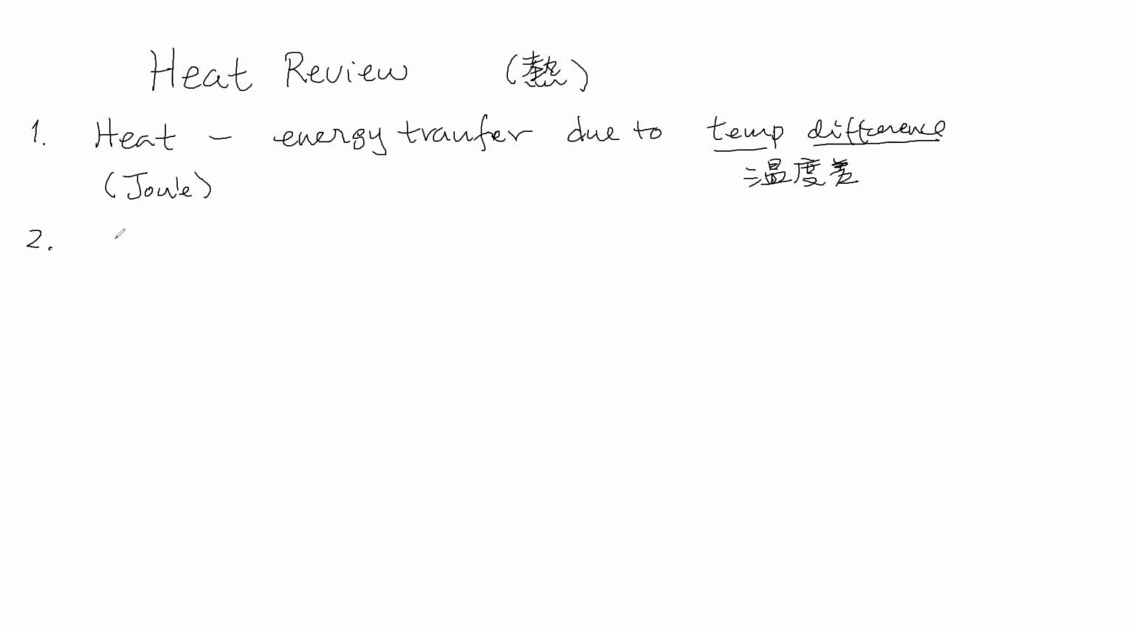2, some units for heat. So 1 calorie, C-A-L-O-R-I-E, calorie. It's also called 1 cal. Now 1 cal is equal to 4.186 joule. So joule in Chinese is 焦耳. This is a unit for energy.